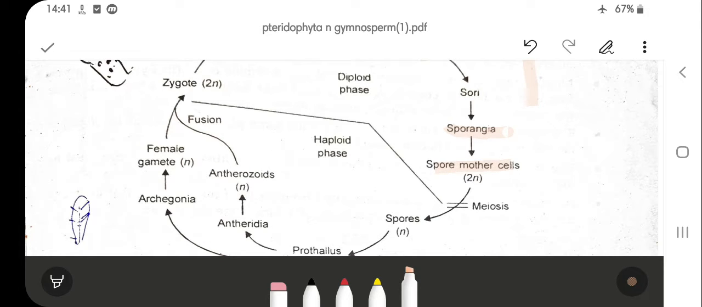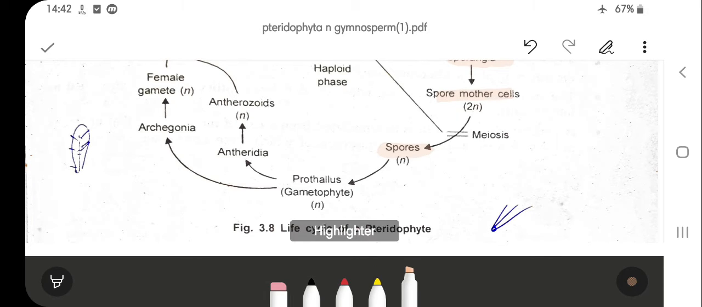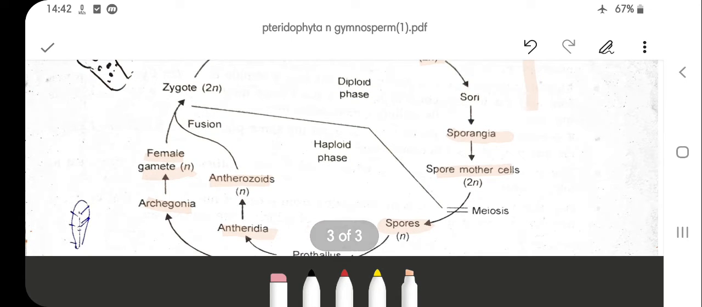The spore mother cell, 2n, undergoes meiosis to produce the spores, which are n. Then the haploid phase starts, and the spores fall on a suitable substratum and germinate into the free-living, multicellular, autotrophic, inconspicuous gametophyte, known as the prothallus. These bear two types of sex organs, antheridia and archegonia. Antheridia produce antherozoids, and the female gamete is produced too; both are n, haploid. So this is called the haploid phase.